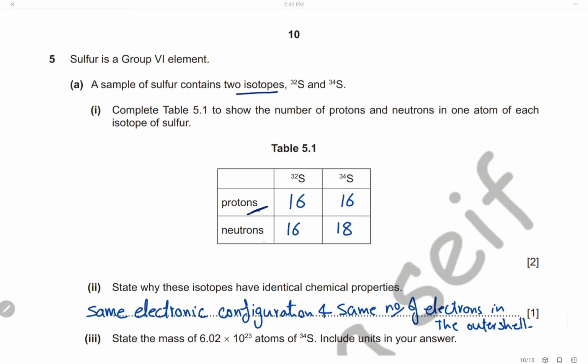And to calculate the number of neutrons, we will subtract 32 minus 16, it will be also 16. 34 minus 16, it will be 18. So the 2 isotopes have the same proton number but different neutron number. State why these isotopes have identical chemical properties. They have identical chemical properties because they have the same electronic configuration and the same number of electrons in the outer shell.